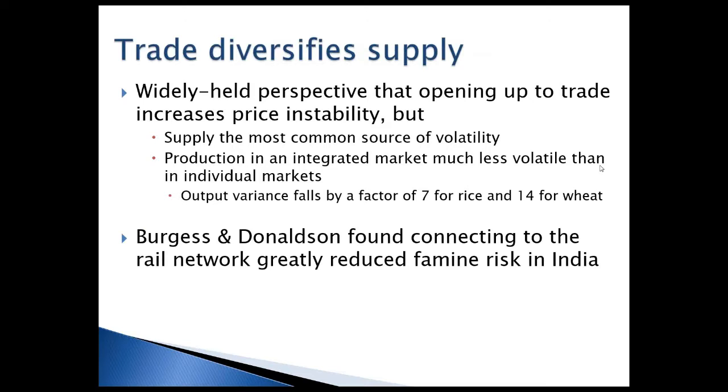opening up to trade, helps to reduce instability. Most of the food price volatility, most of the shocks come from output volatility. If you have a diversified source of supply of agricultural goods, then the overall volatility will be much less. This is the basic principle of diversification. There's some very interesting recent work by Burgess and Donaldson that found, in India, almost a natural experiment. As regions were added to the rail network, the famine risk dropped dramatically. It was all about diversifying sources of supply. That's in the 19th century.